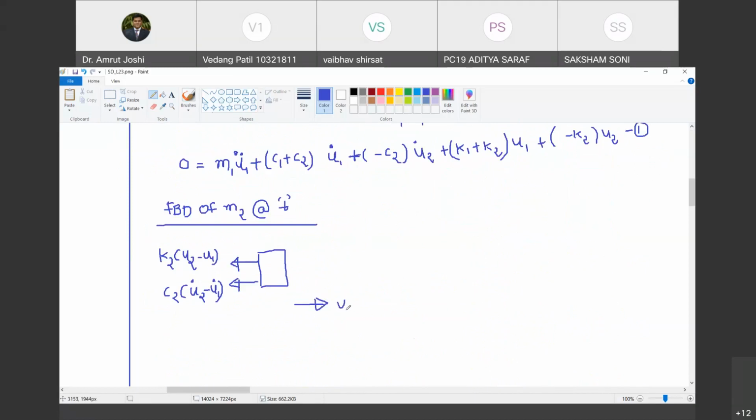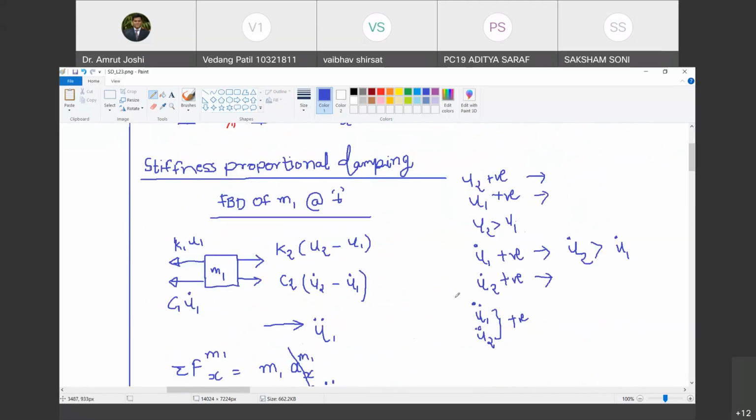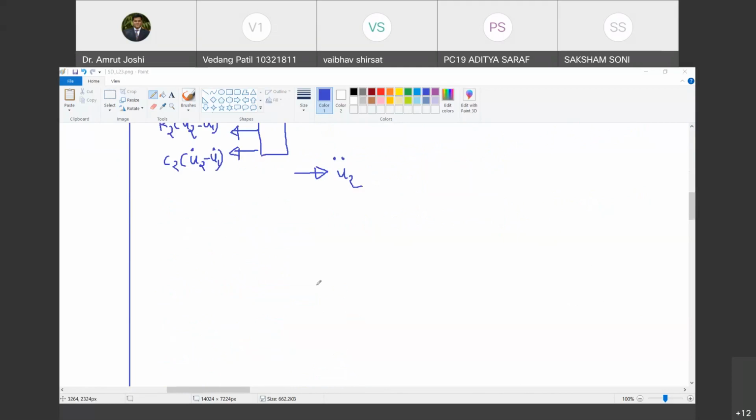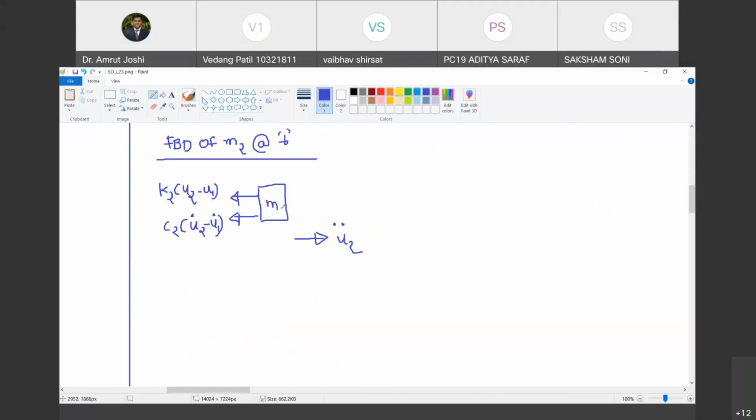Its acceleration is towards right. That's what we have assumed. And it is u2 double dot. Happy? Yes, sir. And this mass is m2. So let us apply Newton's second law. Algebraic sum of forces acting on mass m2 in x direction must be equal to this mass m2 into acceleration of mass m2 in x direction. But what is the acceleration of mass m2 in x direction? It is u2 double dot.